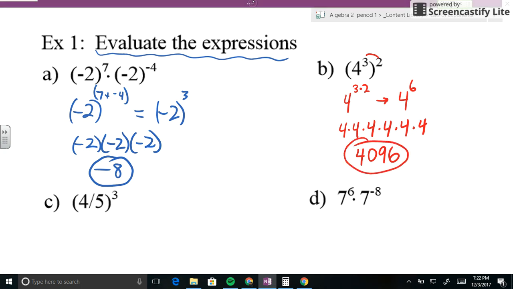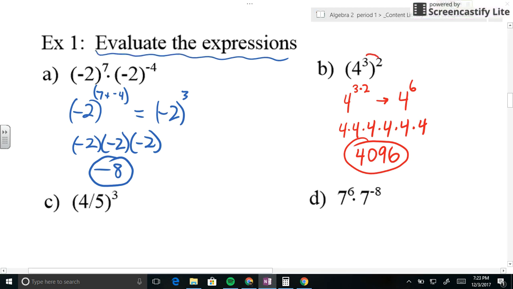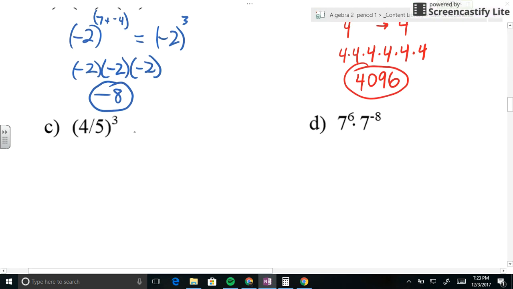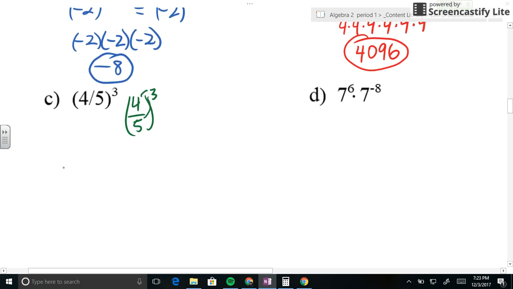Next one, we're on 4/5 to the third power. 4/5 to the third power is telling us we have a quotient raised to a power. So we're going to take that exponent, basically distribute it to both the 4 and the 5. So we should be doing 4 cubed over 5 cubed. And that tells us we should do 4 times 4 times 4 over 5 times 5 times 5.